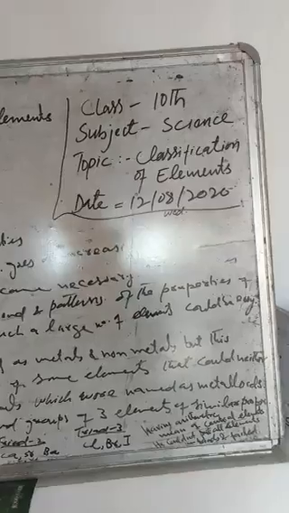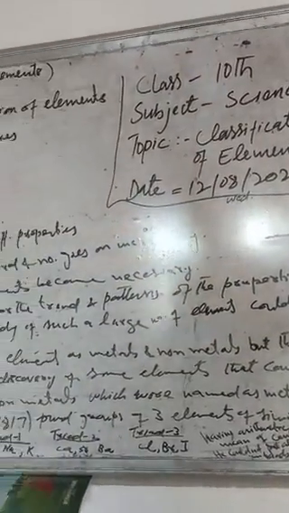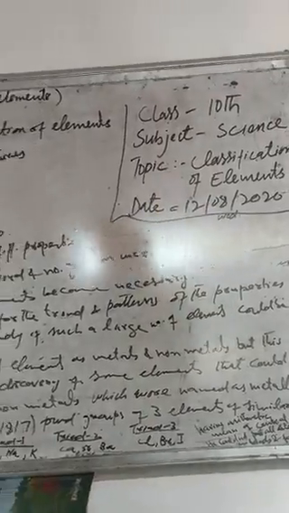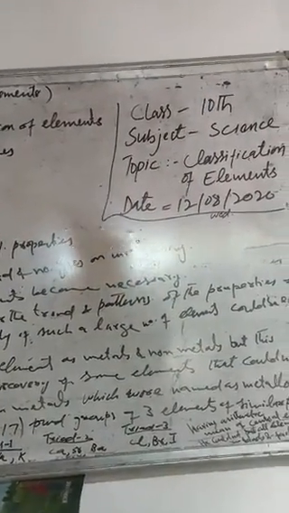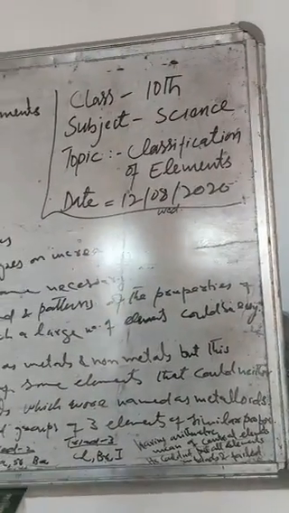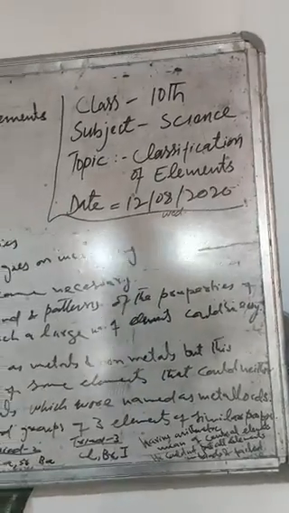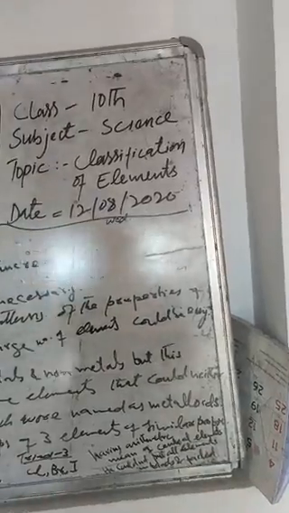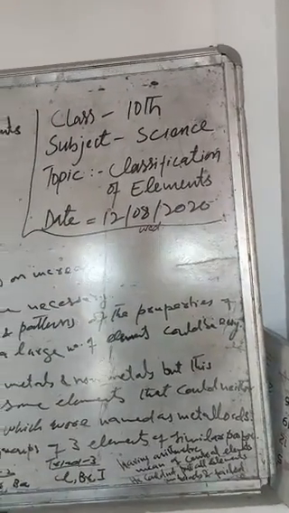Around 1800, there were only 30 elements known, and at that time all the 30 elements had different properties. Later on, new elements were discovered and the number of elements kept increasing. So there was a need to classify the elements. In order to classify the elements, various attempts were made by various scientists at that time. So the classification of the elements became very necessary.